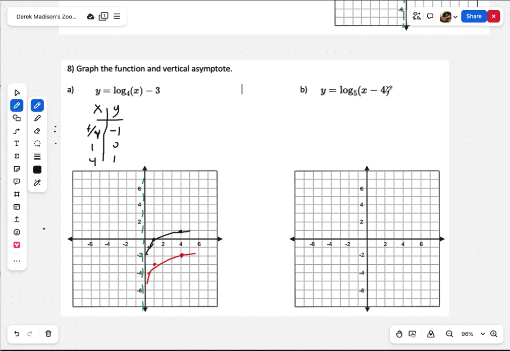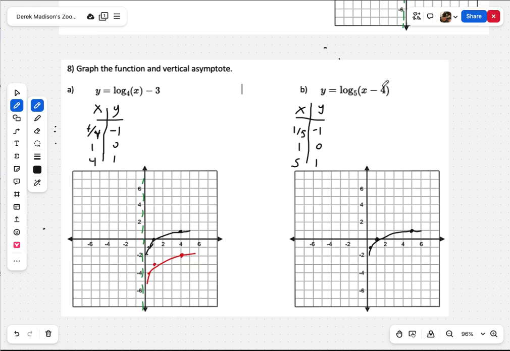So for this next one, this is a -4 on the inside, so it's going to go right 4. And again with the same table, -1, 0, 1, 1/5, 1, and 5. And I'll do the 2 easy points first, and then that one that's kind of close to the asymptote. So you can see it's really close to this one. It's just instead of going over 4 and up 1, it's going to go over 5 and up 1 because we're base 5 instead of base 4.